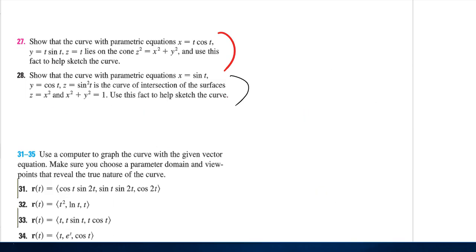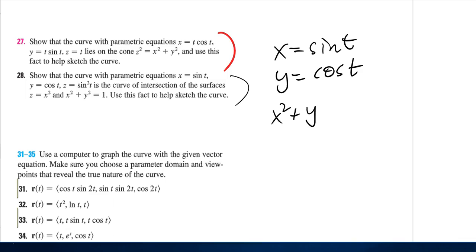So let's try 28 now. So 28 says, let's see, we got x is sine t, and then y is cosine t. So right away I know that it lies on the cylinder x squared plus y squared equals 1. So this is a cylinder going up like this. Okay, now z is sine squared t.